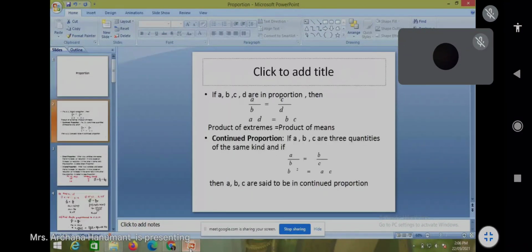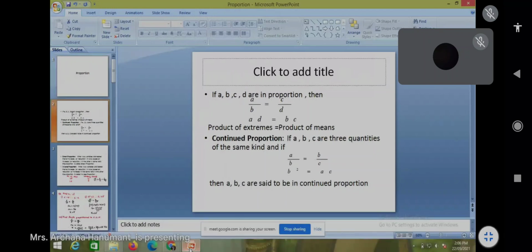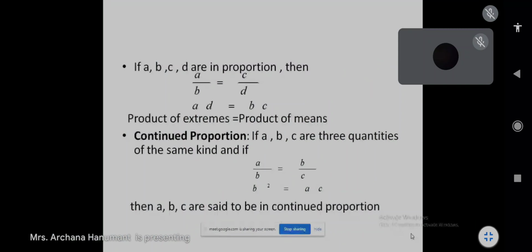Proportion everyone knows. If A, B, C, D are in proportion, then A divided by B is equal to C divided by D. Then by cross multiplication we get the product of extremes and the product of means. In continuous proportion, if A, B, C are three quantities of the same kind, and A divided by B is equal to B divided by C, then B square is equal to AC. It's called a continuous proportion.